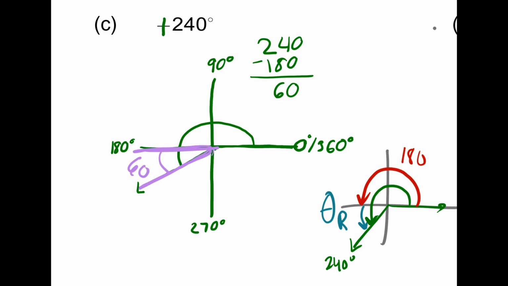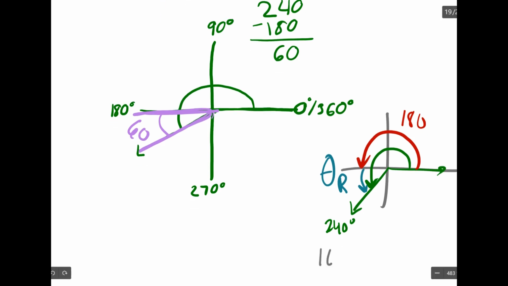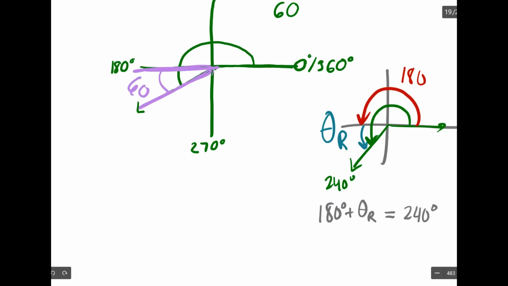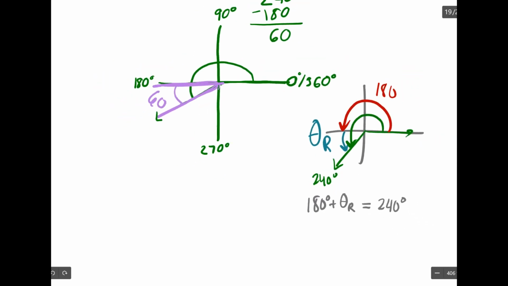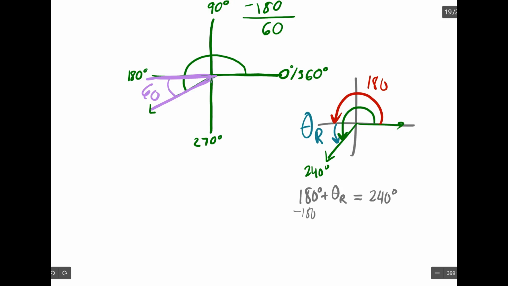So together, 180 plus whatever my reference angle is. Don't be scared of theta. Theta is just a variable. I'm just trying to figure out what angle I'm trying to find. Together they should add to 240. How would I get the angle by itself? Subtract 180. So literally it's whatever angle you had minus 180.